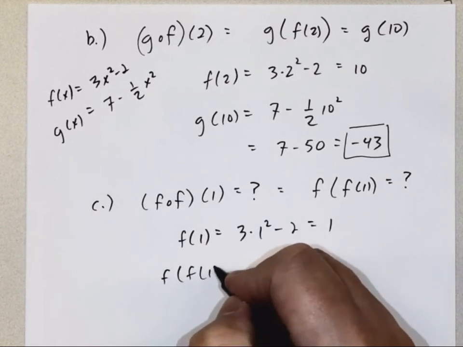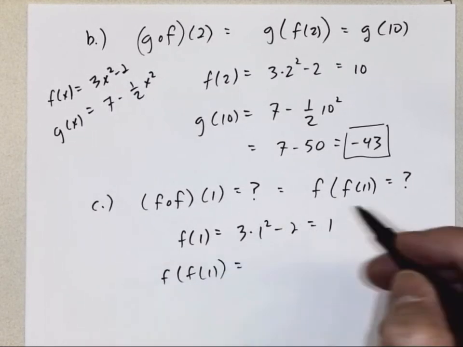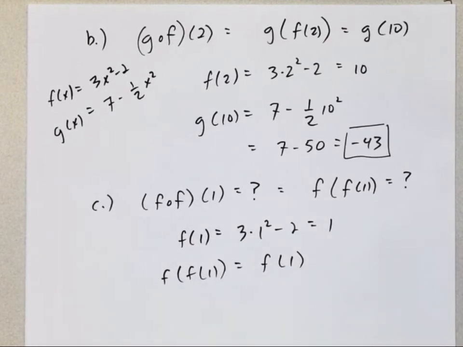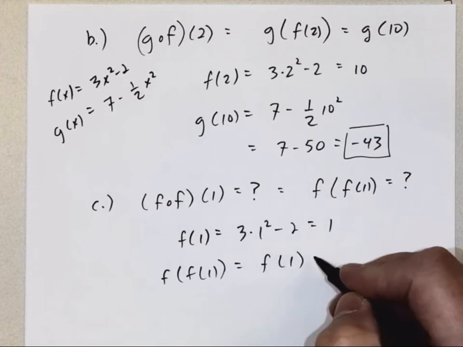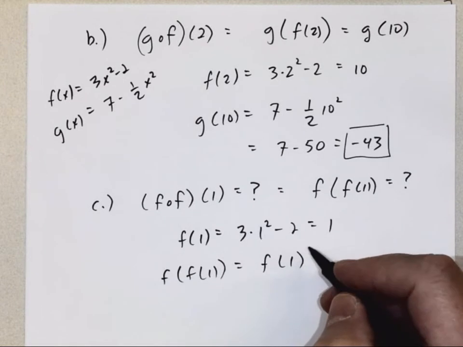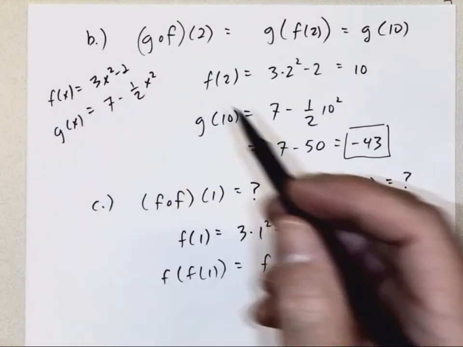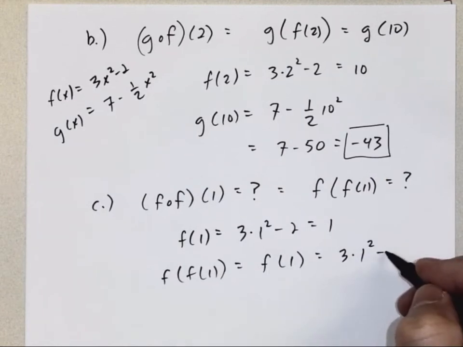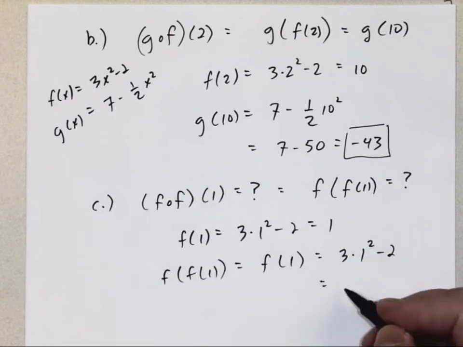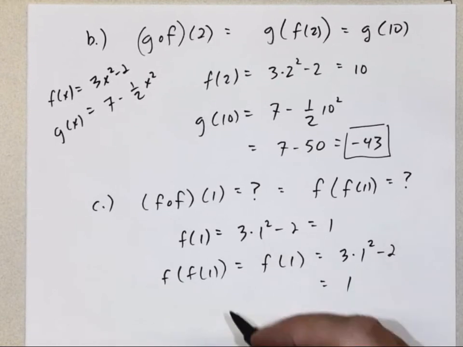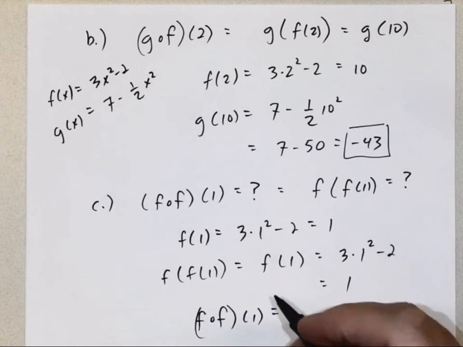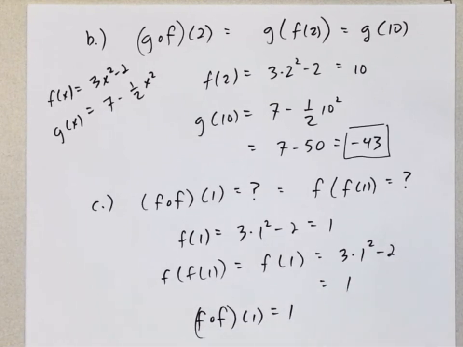So f of f of 1 really becomes just f of 1. And f of 1, you take the f function, put a 1 in for x, which we actually just did. So it looks like f composite f of 1 equals 1.